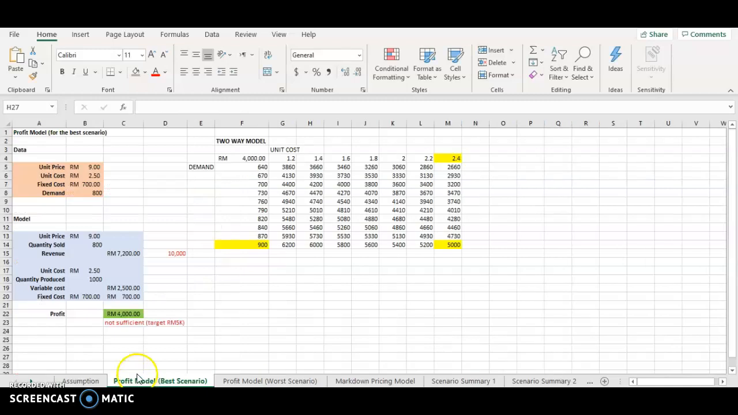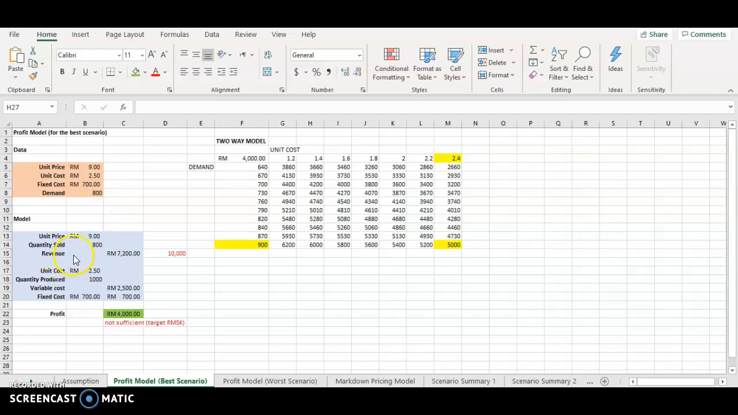As for now, I will be presenting on the profit model for the best scenario. For the data, I key in all the unit price, unit cost, fixed cost, and demand based on the assumption that have been listed on the assumption. And as for the model, I put the unit price, quantity sold. Quantity sold is where the demand unit.